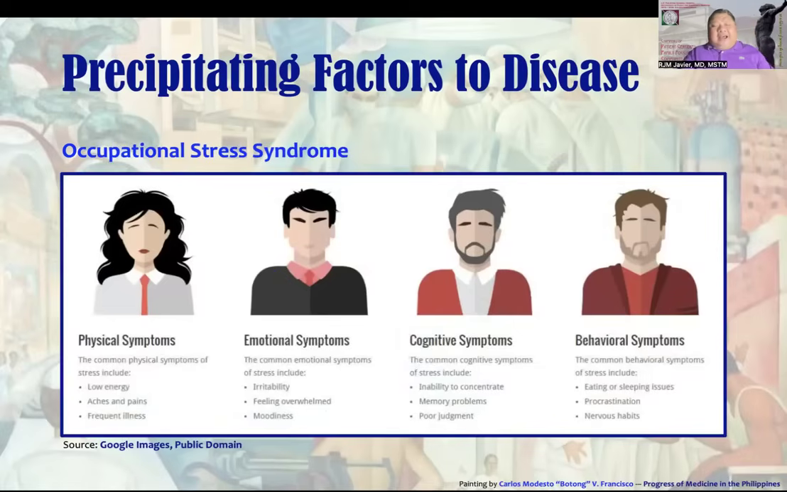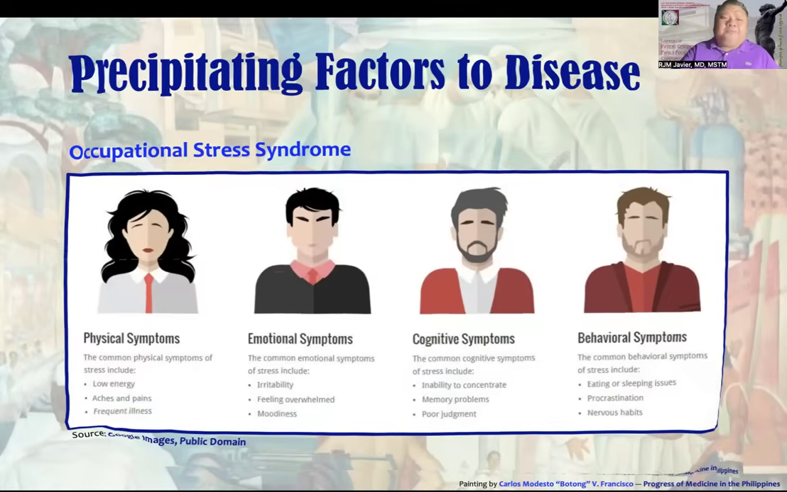So the DSM-5, this is basically used for mental health disorders. They have already identified what we refer to as occupational stress syndrome.